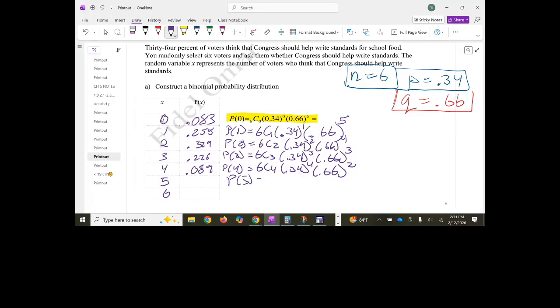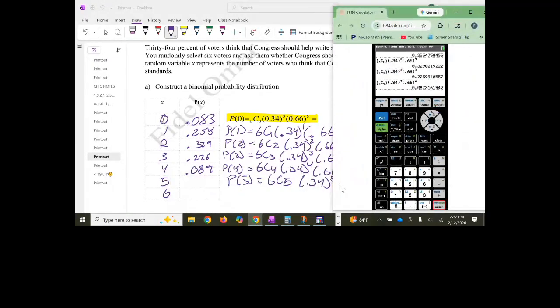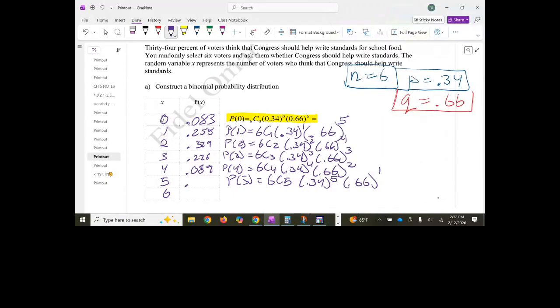All right, we're almost done, y'all. 6 choose 5. 0.34 to the 5. 0.66 to the 1. Okay, boom. Second enter again. Let's scroll back. Okay, 5. 5. And 1. Okay, boom, here we go. All right, 0.018. All right, last one, y'all.